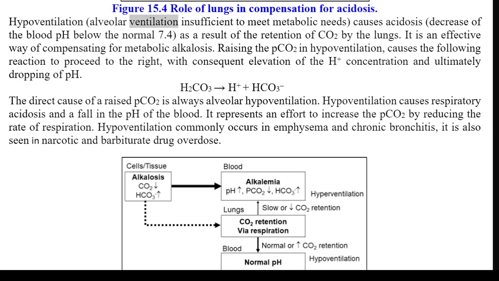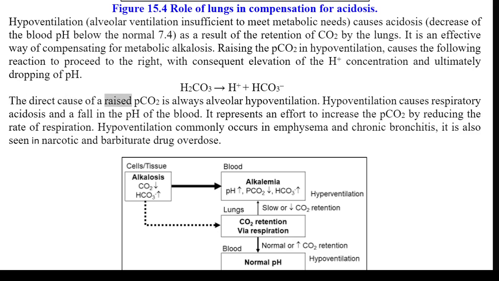Hypoventilation, alveolar ventilation insufficient to meet metabolic needs, causes acidosis, a decrease of the blood pH below the normal 7.4, as a result of the retention of CO2 by the lungs. It is an effective way of compensating for metabolic alkalosis. Raising the PCO2 in hypoventilation causes the following reaction to proceed to the right, with consequent elevation of the H+ concentration and ultimately dropping of pH. H2CO3 → H+ + HCO3.